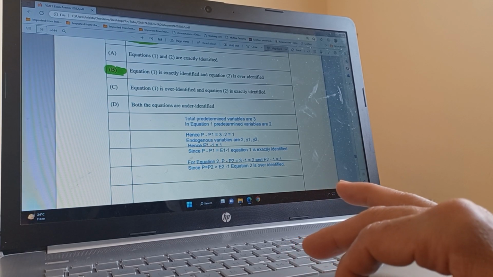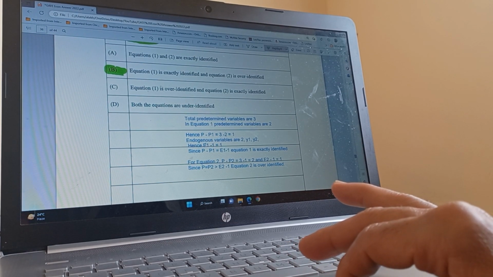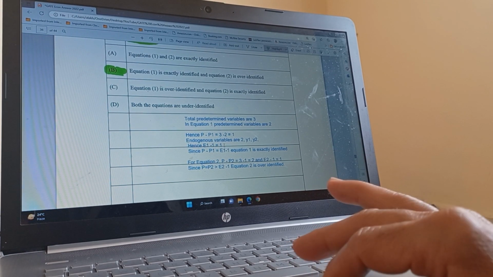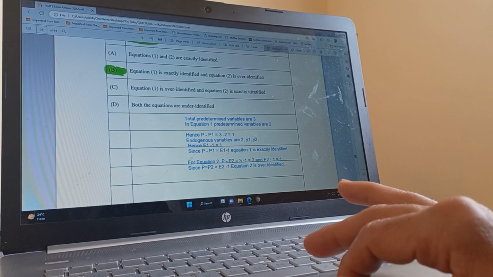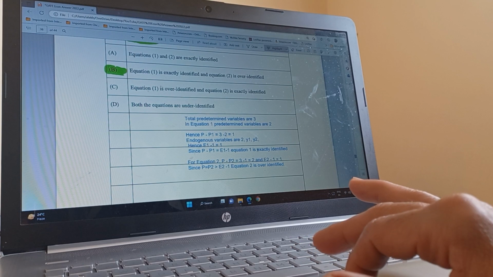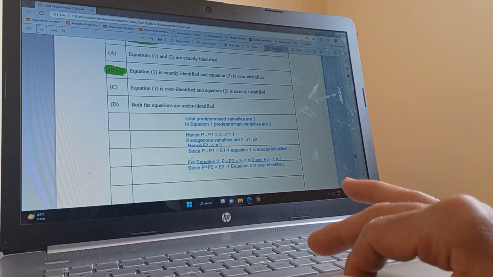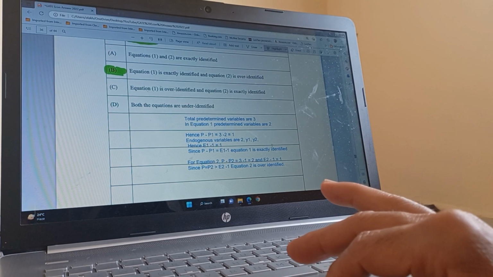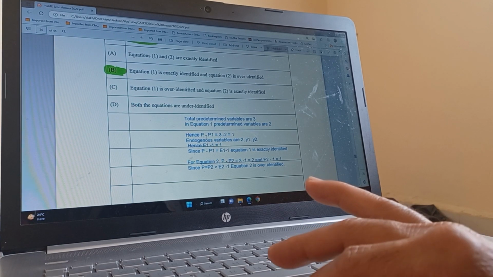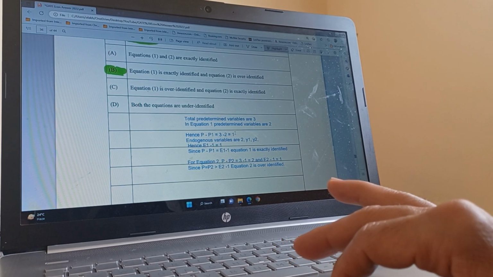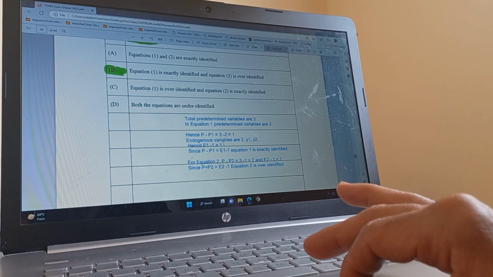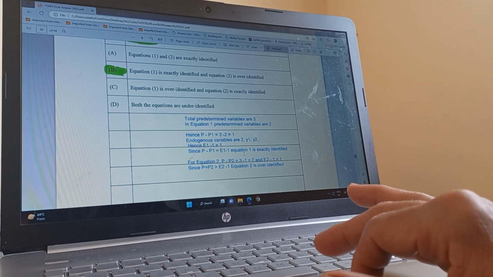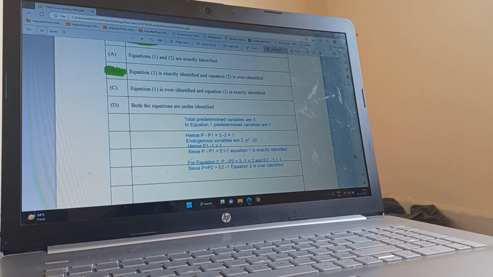Hence endogenous variables e1 minus 1 is equal to 1. So since p minus p1 is equal to e minus e1, equation 1 is exactly identified. Here p minus p1 is 1 and endogenous variables e1 minus 1 is also 1. So both are equal, and so equation 1 is exactly identified.